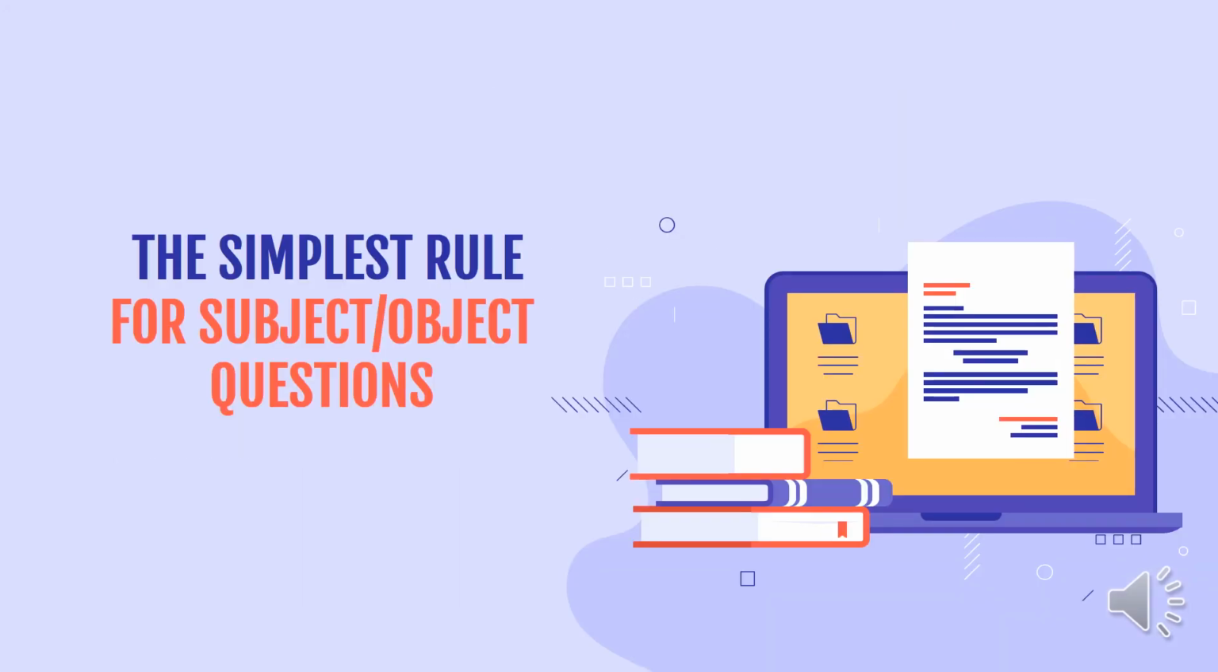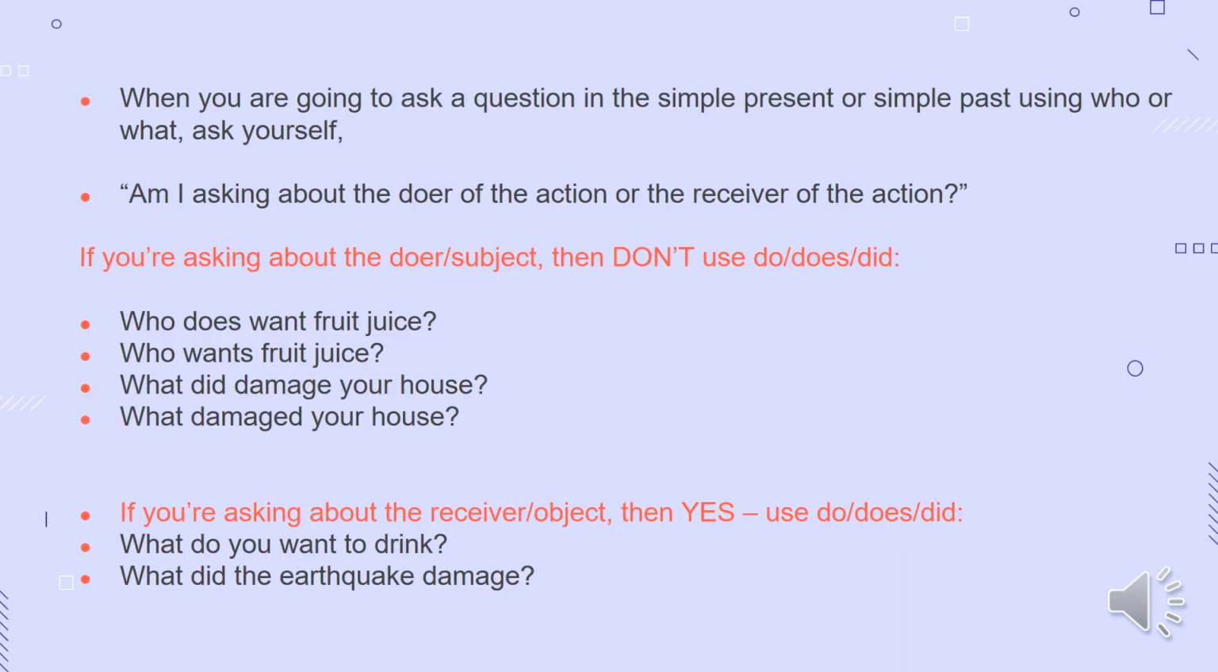The simplest rule for subject and object questions: when you are going to ask a question in the simple present or simple past using who or what, ask yourself first: am I asking about the doer of the action or the receiver of the action? If you are asking about the doer, the subject, then don't use do, does, and did. There you're going to find some examples according to that. But if you are asking about the receiver, the object, then yes, use do, does, and did. There you're going to find two examples about it.